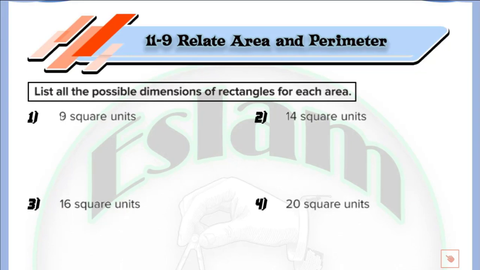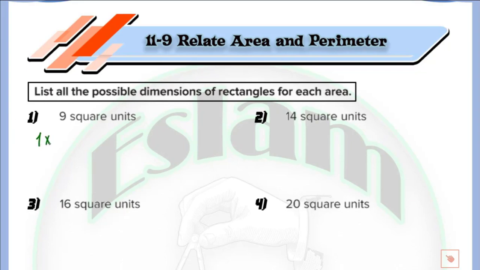So the first problem in our lesson today: we need to list all of the possible dimensions of the rectangle for each of the given areas. Number 1, if the area equals 9. We set the area of the rectangle equal to the length multiplied by the width. We need to find two numbers that, when you multiply them, the answer will be equal to 9.